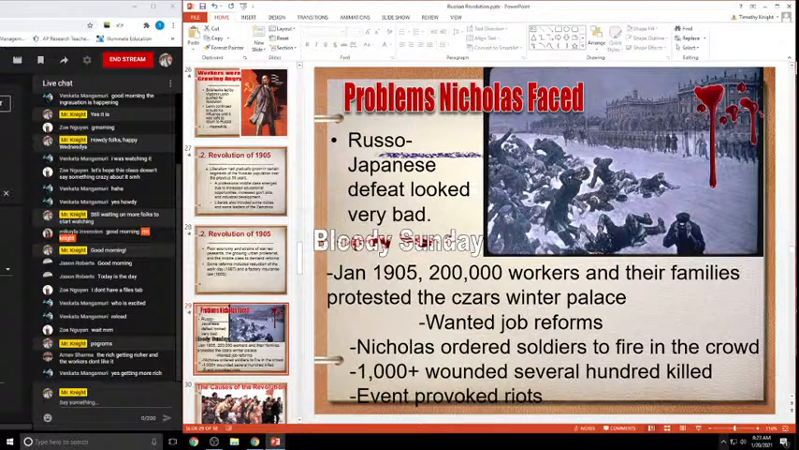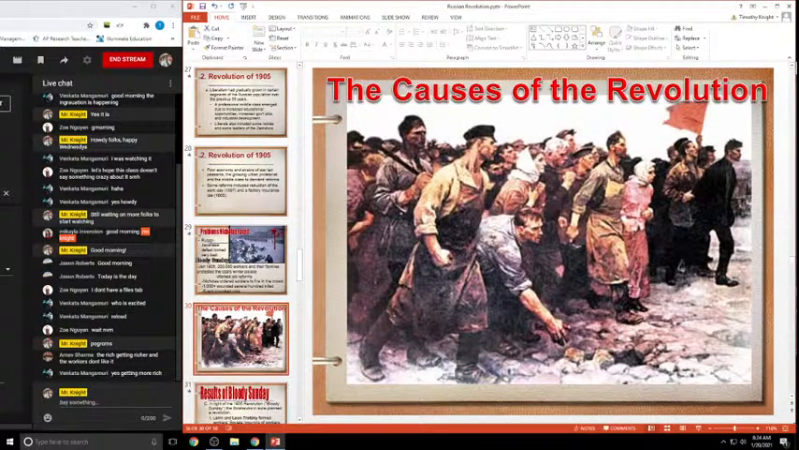But the Russo-Japanese War led to Bloody Sunday, and in January of 1905, that was what we talked about last week with those 200,000 workers and their families who peacefully protested against the Tsar, wanting these job reforms. But then Nicholas II ordered soldiers from the Russian military to fire into this giant crowd, and it ended up killing several hundred people, wounding over 1,000 people, and this provoked riots across Russia because it was such a brutal display of oppression. These people are protesting because they're upset about the conditions, and instead of giving into the crowd, the Tsar decides to shoot into the crowd, killing and wounding many, many people. So already things are bad in Russia.